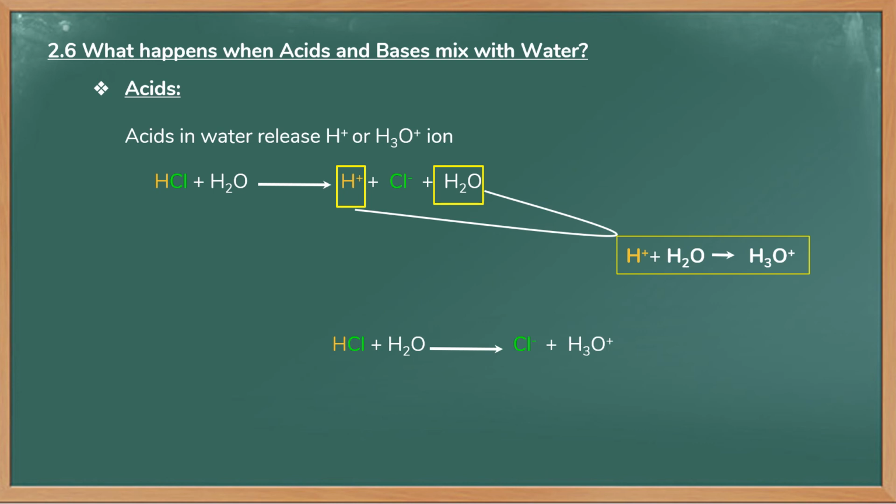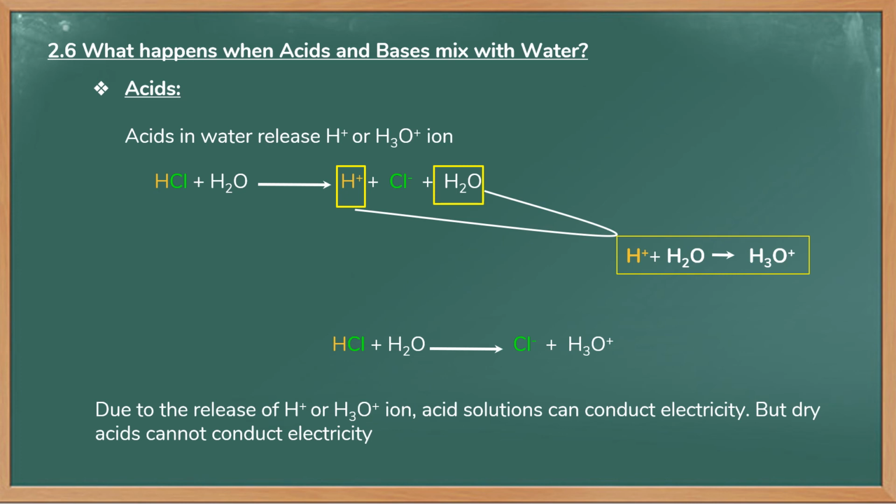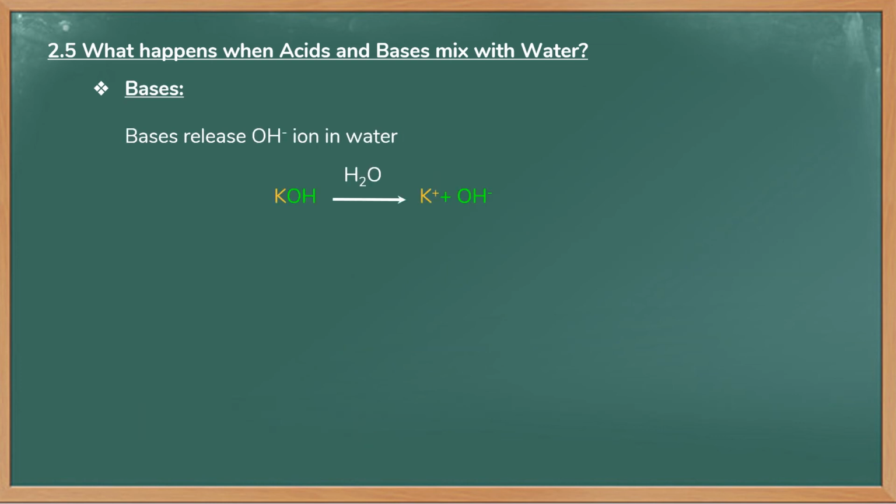Due to the release of hydrogen or hydronium ions, acid solutions can conduct electricity but dry acids cannot. Bases release OH- hydroxide ions in water. The example shows potassium hydroxide, KOH, releasing K+ and OH- in water.